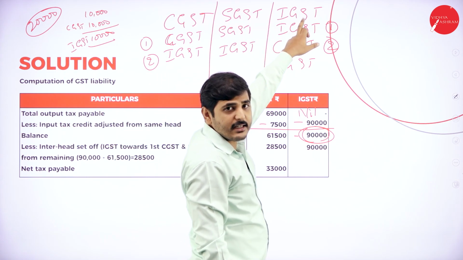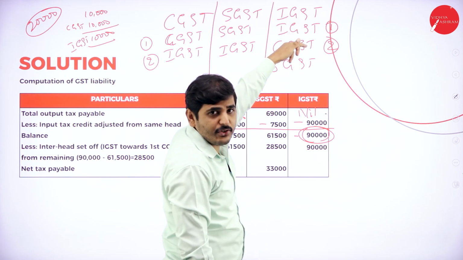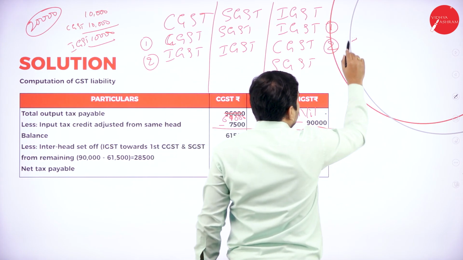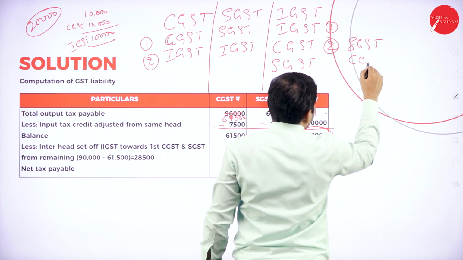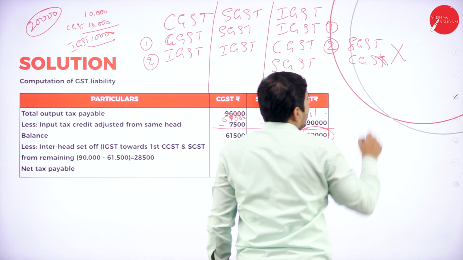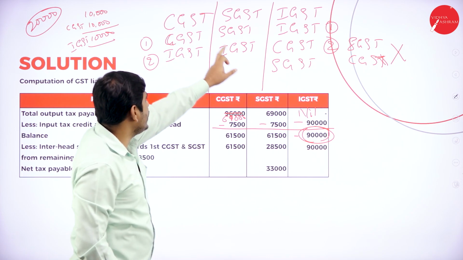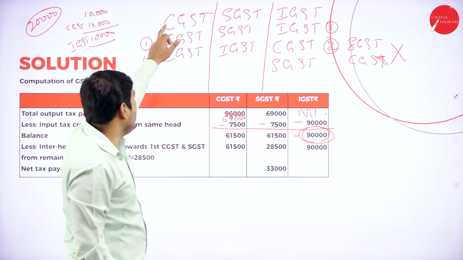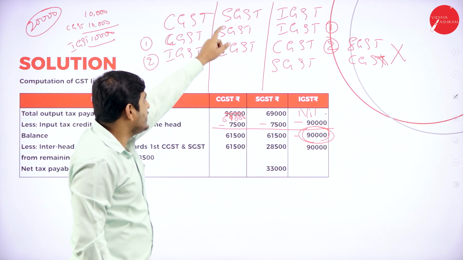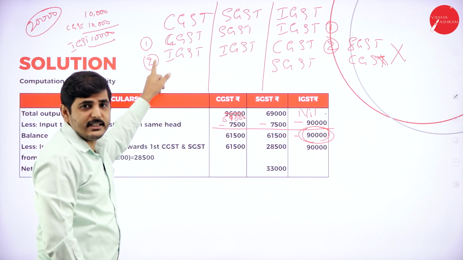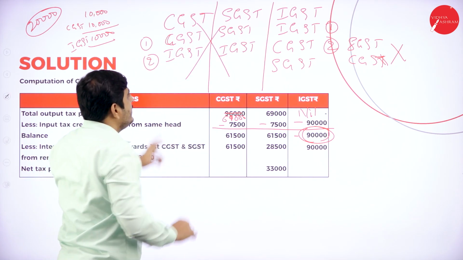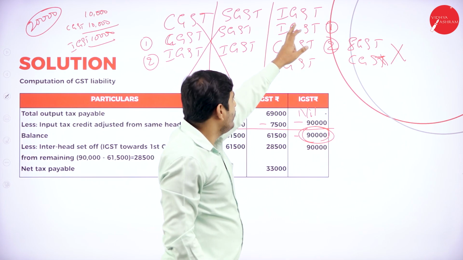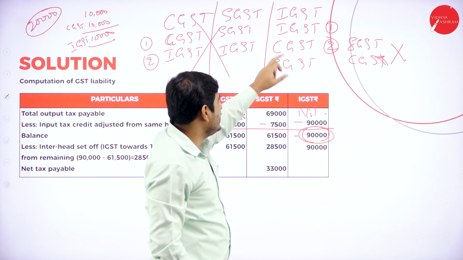If you have tax credit under IGST, first utilize it for IGST, then come to CGST, then come to SGST. So first we can go, yes sir, can we go for SGST and come to CGST? No, it is not applicable. Cross utilization is not allowed between CGST and SGST. Any excess credit available under SGST we cannot use for CGST, and excess CGST credit cannot be used for SGST. There is no cross utilization between CGST and SGST. But IGST we can utilize first for IGST, then for CGST, then for SGST.